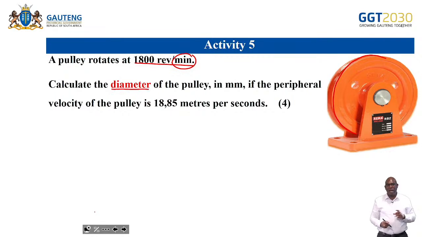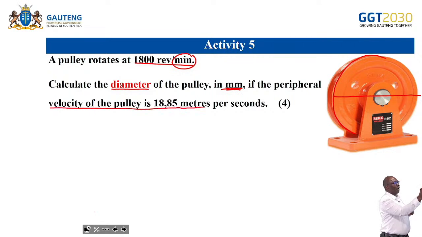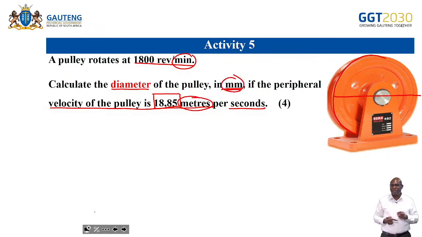In this case, what do we need? Now we need a diameter. So we need the diameter of that pulley, in millimeters, if the peripheral velocity of the pulley is given as 18.5 meters per second. So now, this is given in meters, but we want the diameter to be in millimeters. So can you see the tricks here? So what should you do?